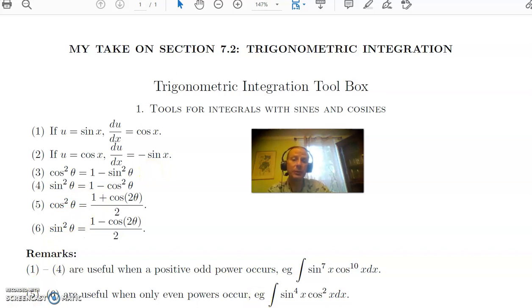So the main tools we need to carry out this strategy are knowing that when u is sine x, du dx is cosine x, knowing that when u is cosine x, du dx is minus sine x, and the Pythagorean identities, which tell us that cosine squared theta is 1 minus sine squared theta, and they also tell us sine squared theta is 1 minus cosine squared theta.